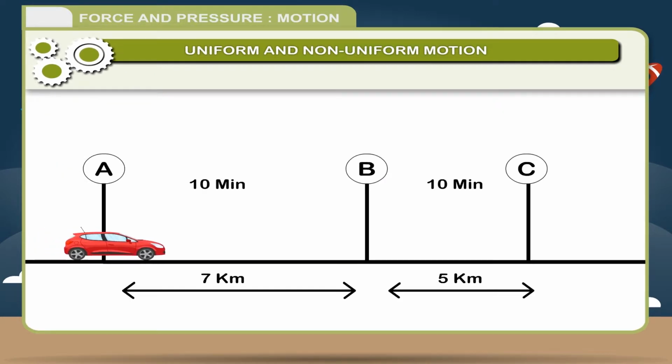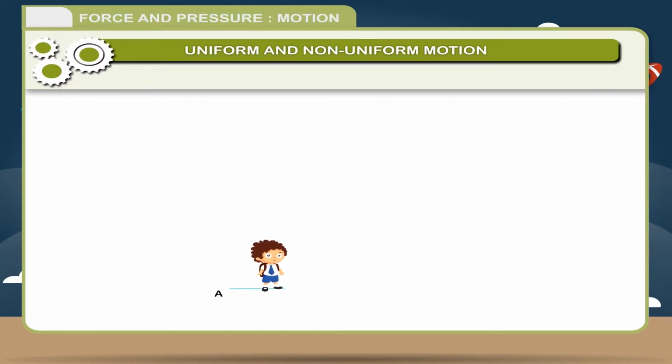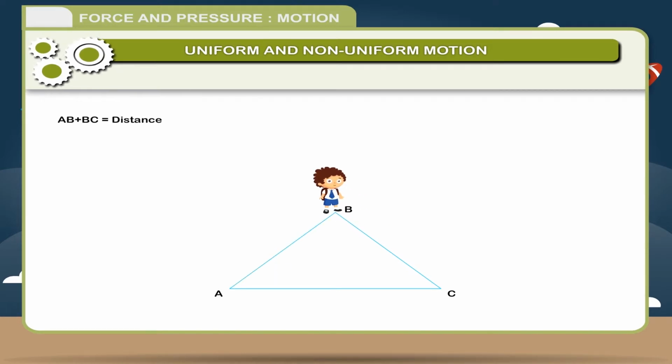Distance. The length of the path travelled by a body in a certain interval of time is called distance. Example, suppose a person has to reach from point A to C and he goes through point B. Then the total path covered, AB plus BC, is equal to distance. It is a scalar quantity because it has magnitude only and no particular direction. Its units are centimeter in CGS and meter in SI.